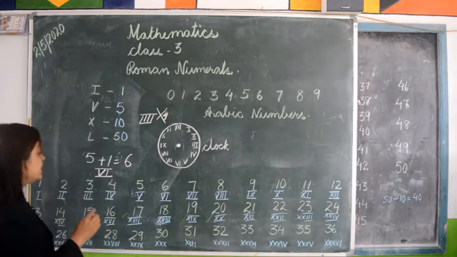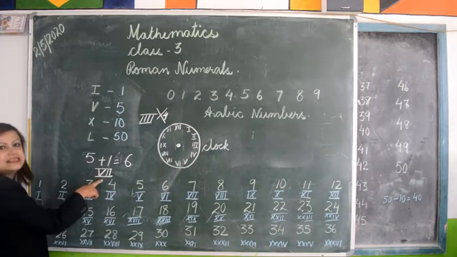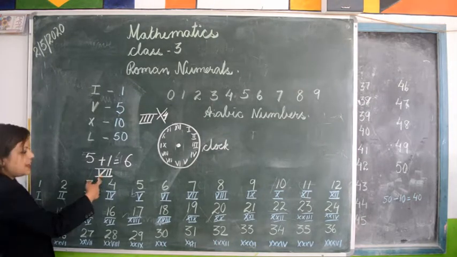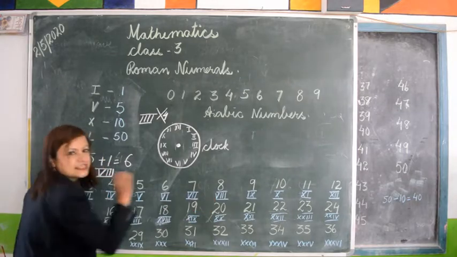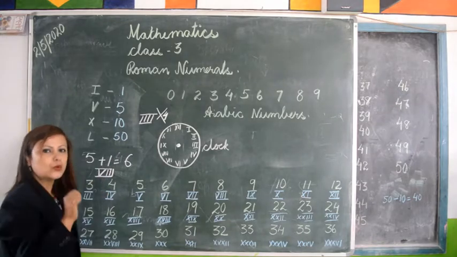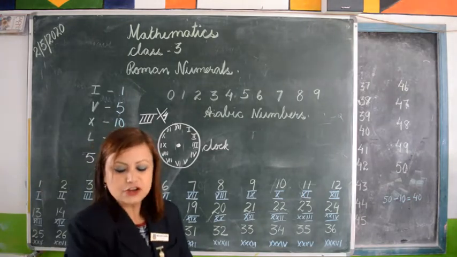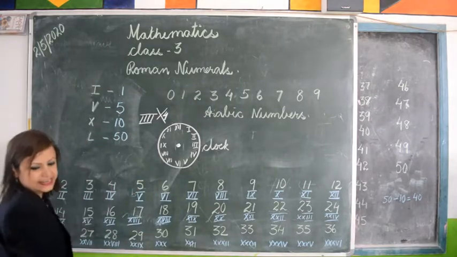In this way, if we add 1 more I, it will be 7. If we add 1 more I, it will be 8. But can we add more than 3 I's? No, we cannot add more than 3 I's. Therefore, how do we write 10?